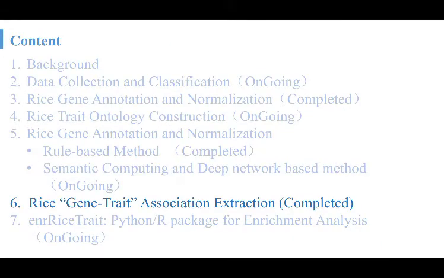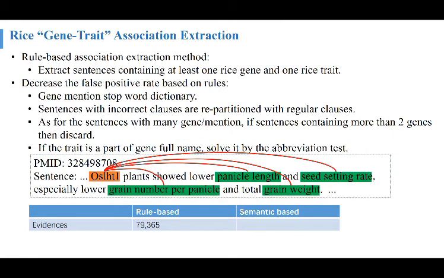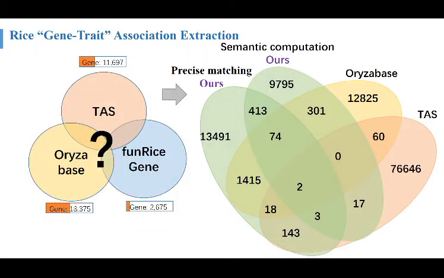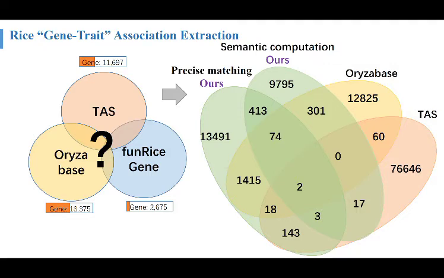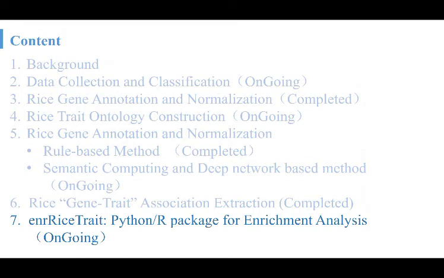Rice gene-to-trait association extraction. For the rule-based method, the gene-to-trait association extraction is based on the co-occurrence at sentence level. Extract sentences containing at least 1 rice gene and 1 rice trait, as the figure shows. In order to decrease the false discovery rate, we adopted several methods as follows. And then we used Venn diagrams to show the gene-to-trait associations we extracted and also show the crossovers with existing databases. Our Python or R package for enrichment analysis.